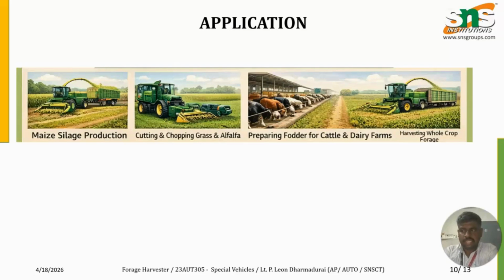The applications of this vehicle include maize silage production, where the maize is taken separately and can be directly packed and sent to the market for sale. Another application is the cutting and chopping of grass. The waste is removed separately, and it can be used as manure and also as food for cattle. So with the help of this single vehicle, multiple purposes are achieved.